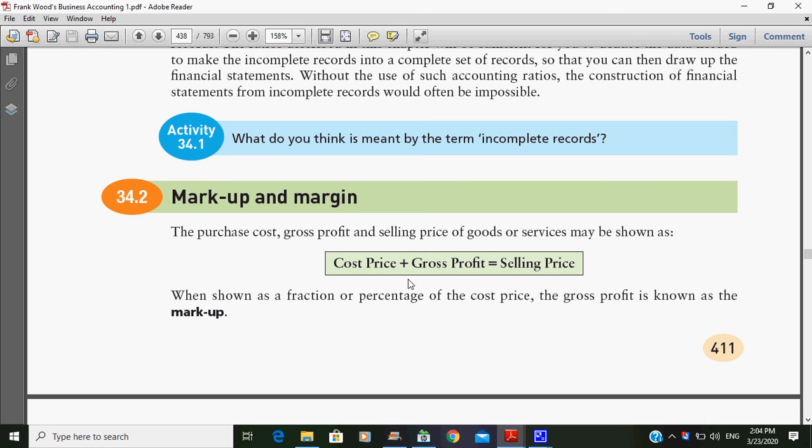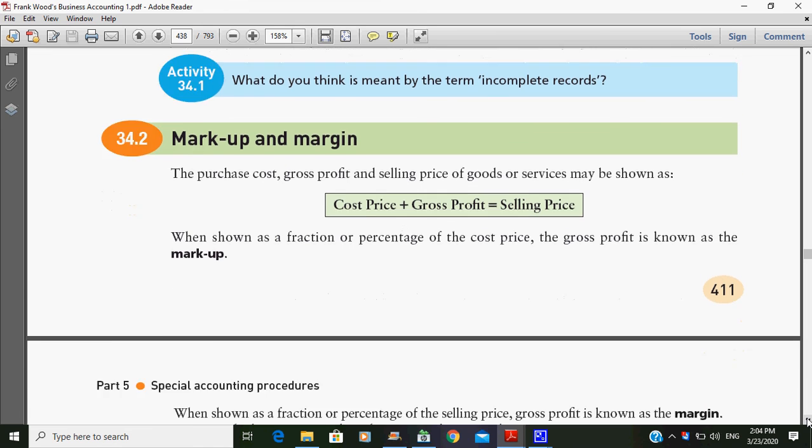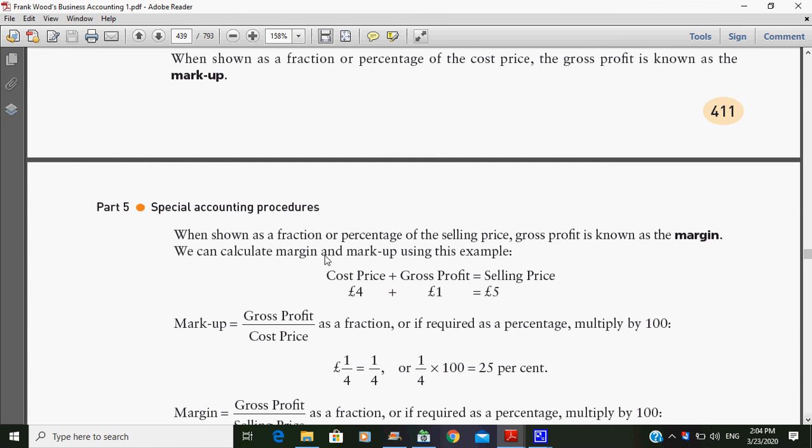Cost price plus gross profit equal what? Selling price. When shown as a fraction or percentage of the cost price, the gross profit is known as a what? As a markup. Alright? When shown as a fraction or percentage of the selling price, gross profit is known as a what? Margin. Go again. When shown as a fraction or percentage of the selling price, gross profit is known as the margin.